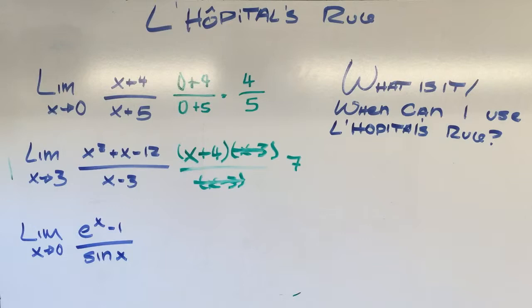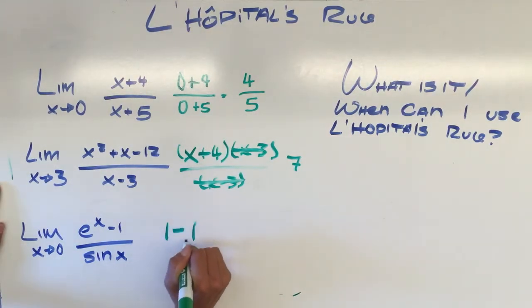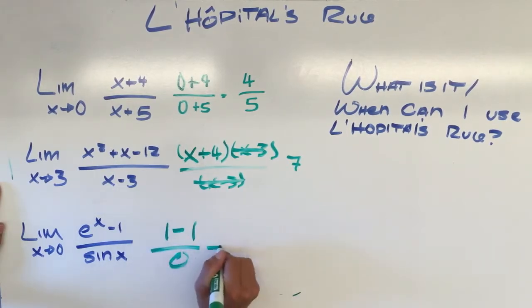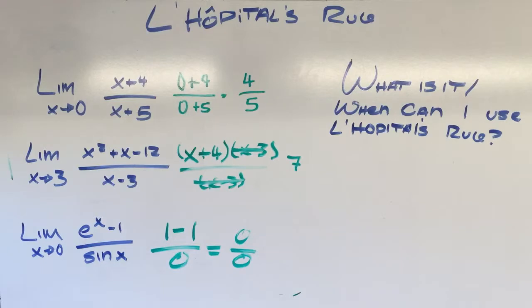However, what we're going to learn about today is when you get a limit like the last one. Because when you plug and chug for this limit, you end up getting 1 minus 1 over 0, which essentially equals 0 over 0, which you cannot solve with the methods we have already been taught. This is where we come to L'Hopital's rule.